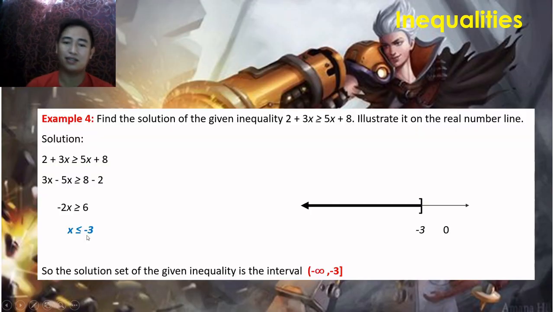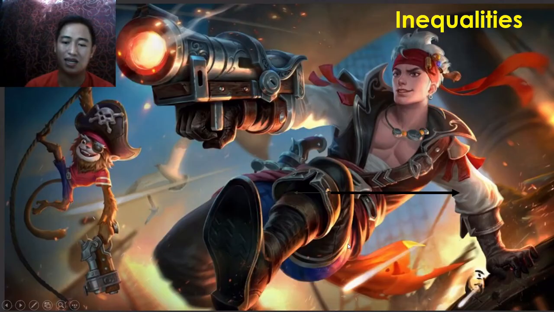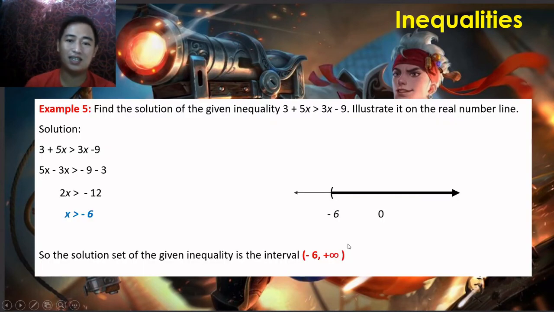Next, class, what if it is greater than or equal to? Same as before, but here it becomes less than or equal to negative 3. It has a bracket, so the interval is negative infinity to negative 3, with a bracket. Next is example number 5, which is different, class: 3 plus 5x is greater than 3x minus 9.